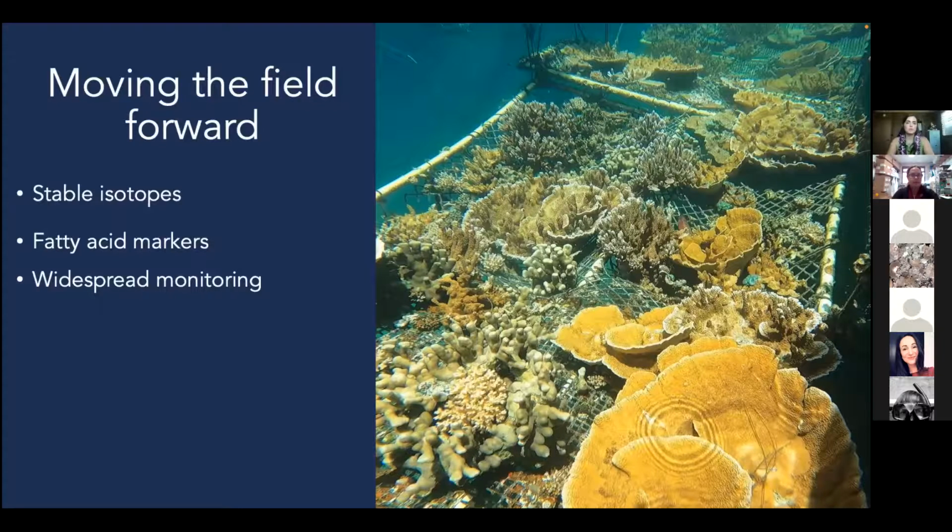And lastly, the need for widespread monitoring. We've seen with a lot of these big conferences and reports, status of the world's reefs, that we're generally lacking in monitoring. And here we're seeing some areas focus more than others. So this is a call to help try to expand and improve upon what we know of our world's reefs.